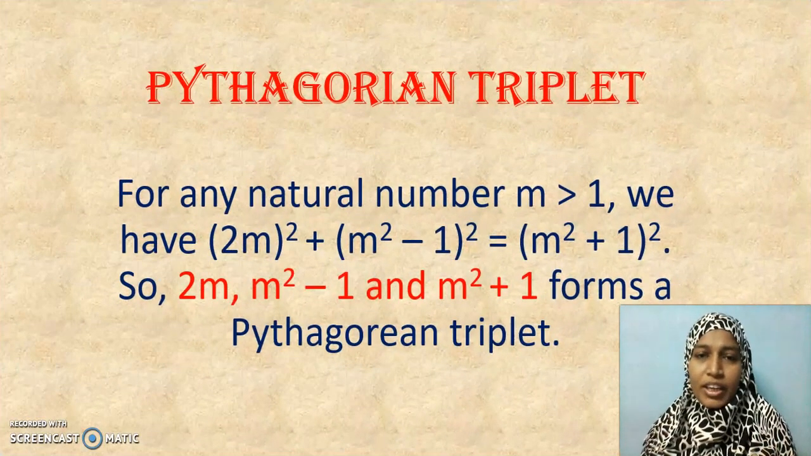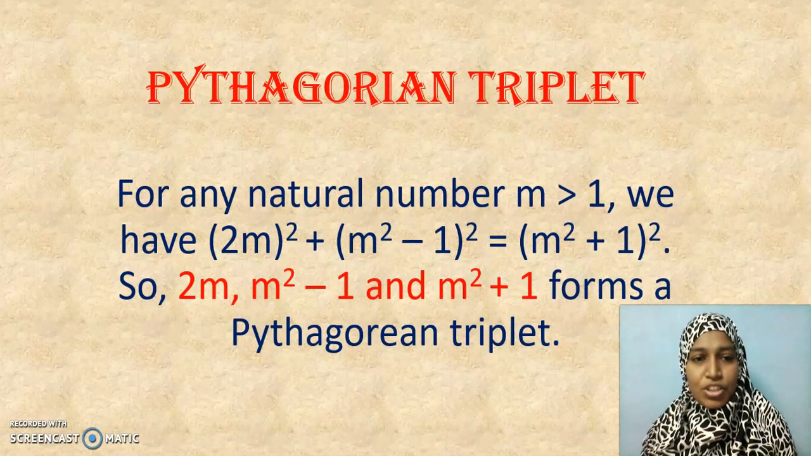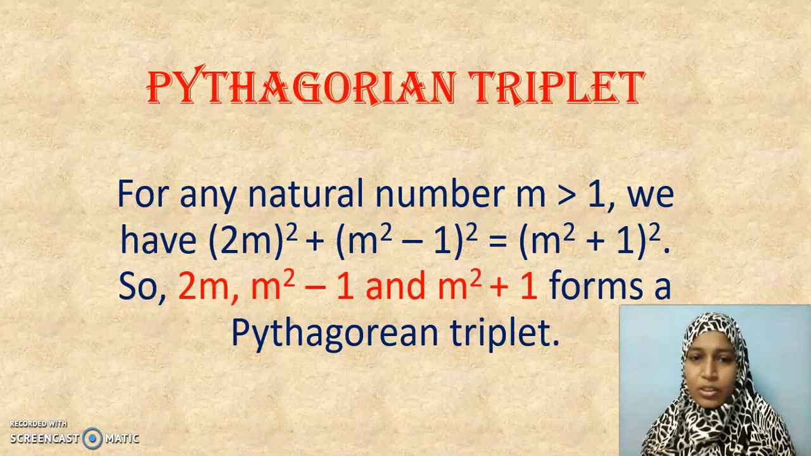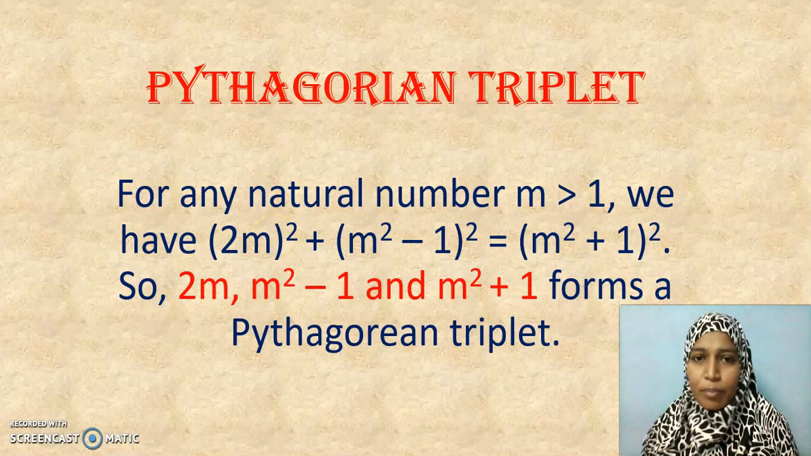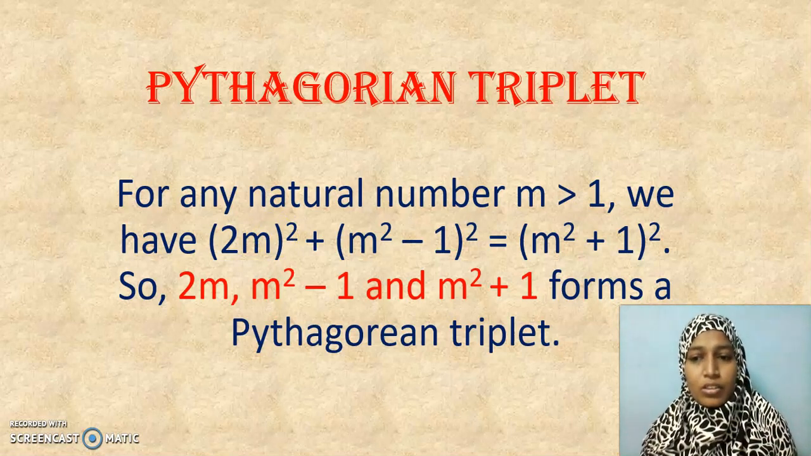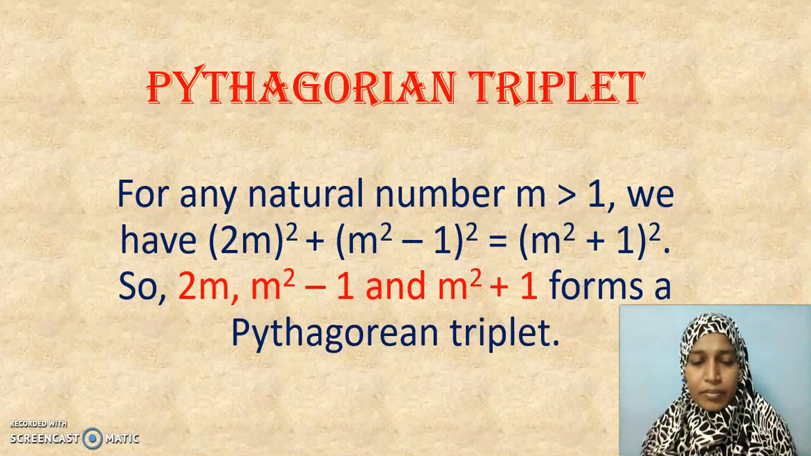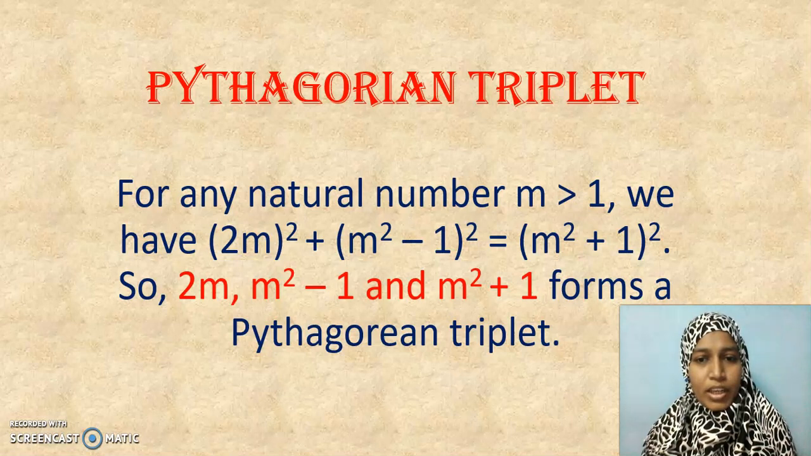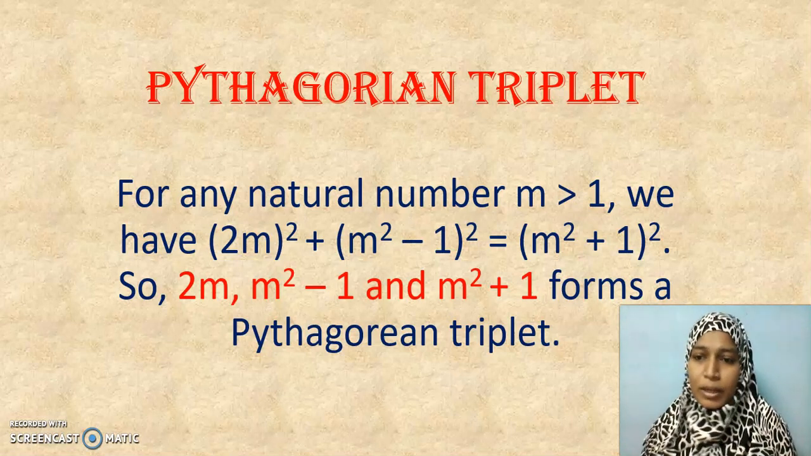First, Pythagorean triplet. It is special because here also we have squares. How to define a Pythagorean triplet? What is the general form of a Pythagorean triplet? Yes, very good. 2m, m squared minus 1 and m squared plus 1. This m can be any natural number greater than 1.